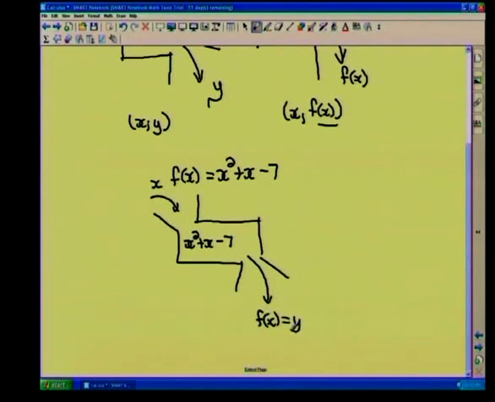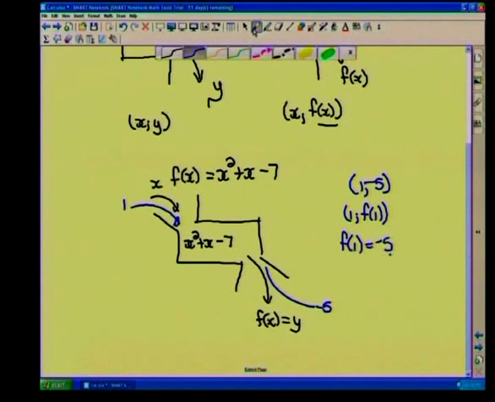So if I now change the color of my pen so we can see, let's say I'm going to put a 1 in there. So 1 is going to go into the machine. It's going to be 1 squared plus 1, which is 2, minus 7, which gives me minus 5. And so we have the coordinate 1, negative 5. Or if you like, I could have written 1, f of 1, because f of 1 is equal to minus 5.